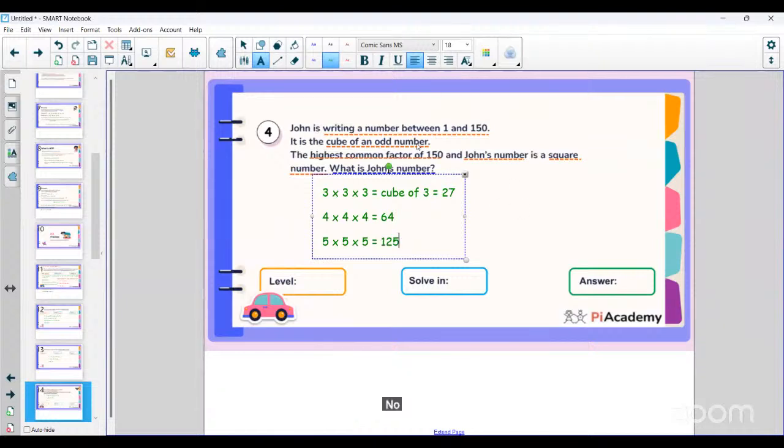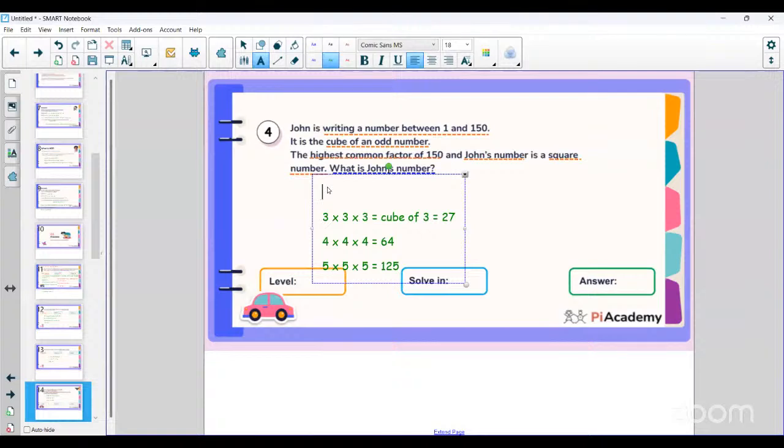Now, let's get back to this question. John is writing a number between 1 and 150, and it is the cube of an odd number. What odd number cube is between 1 and 150?